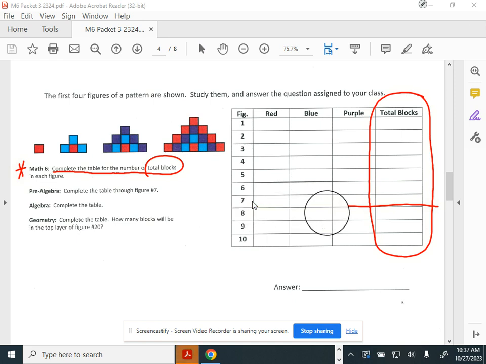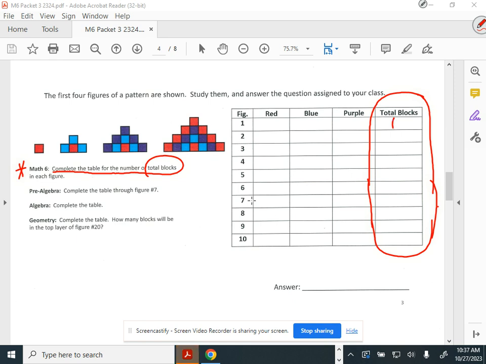We're not doing the table to 7. That was last packet's direction. This packet, you have to have the total blocks column all the way finished. So if we look at that, how many total blocks are there for our first figure?